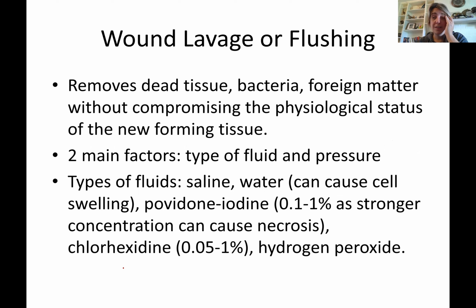When we're doing wound lavage or flushing, the idea is to remove the dead tissue, bacteria, and foreign matter, without compromising the physiologic status of the new tissue that is forming. So the idea of a wound lavage is to use a disinfectant diluted in saline, for example chlorhexidine at 0.1 or 0.5, with enough pressure that, instead of having to scrape the wound, you're using the liquid to actually lavage the wound.